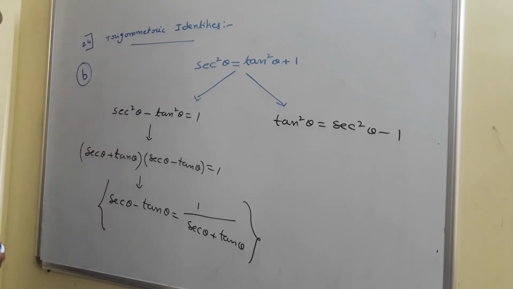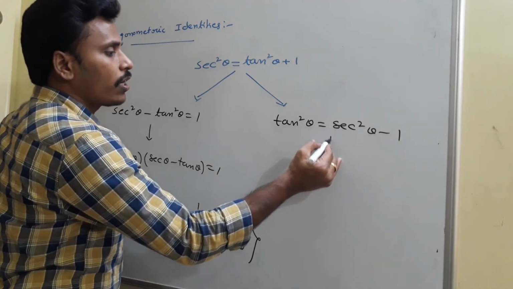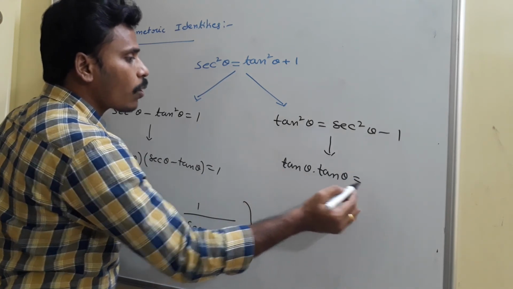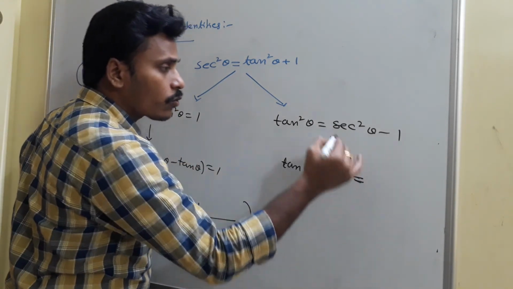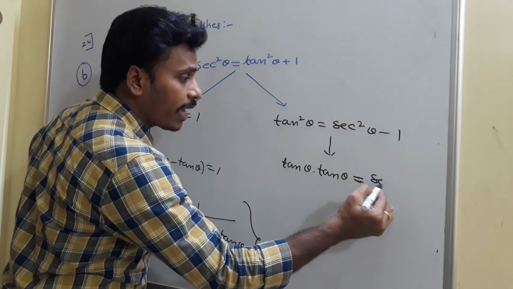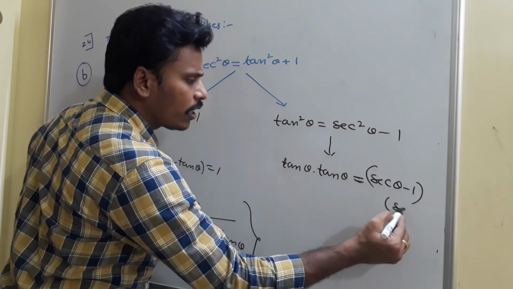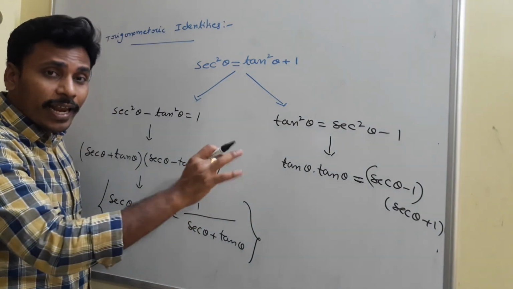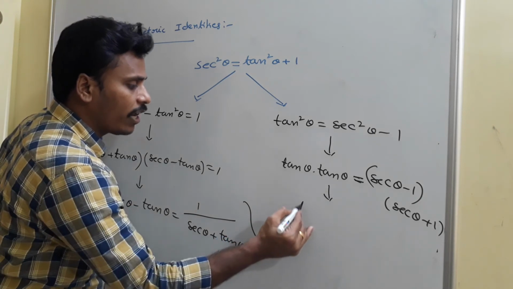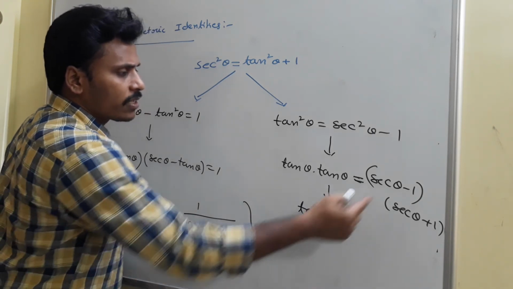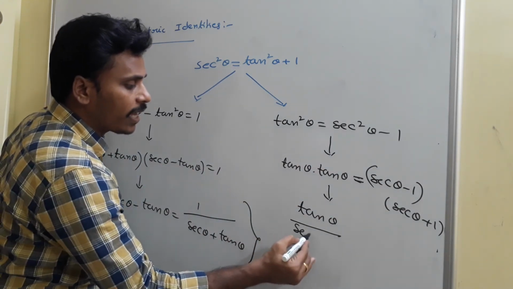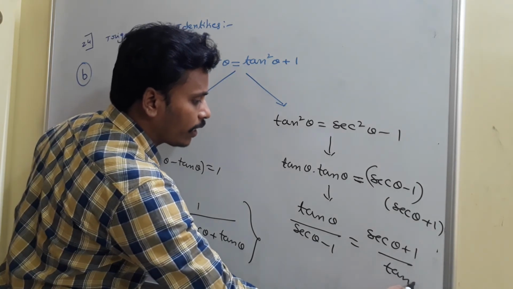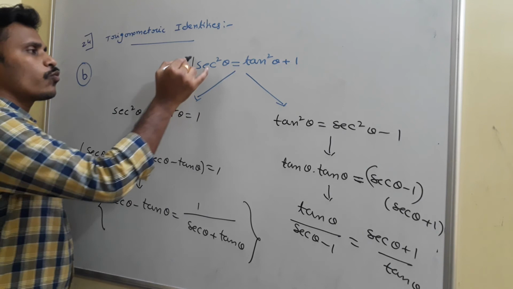So this is one representation. And on this side, tan square theta is equal to secant square theta minus 1, and now the left side is tan theta into tan theta. Whereas on the right side, secant square theta minus 1 can be expressed as secant theta minus 1 into secant theta plus 1, just by the identity of a square minus b square. Now you just rearrange this to generate another relation: send any one of these to the left side, and it becomes tan theta divided by secant theta minus 1 is equal to secant theta plus 1 divided by tan theta.